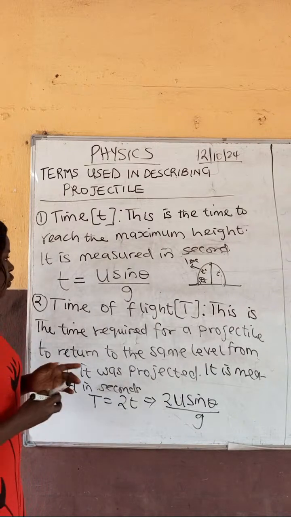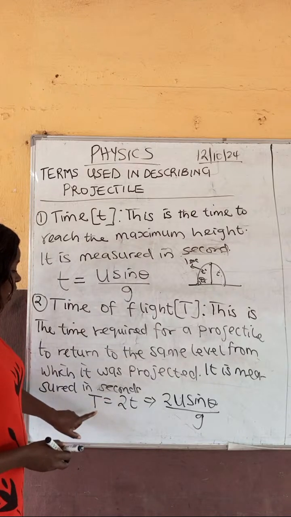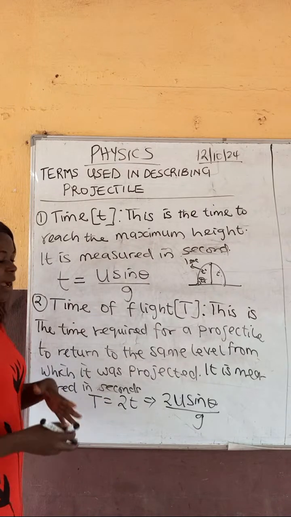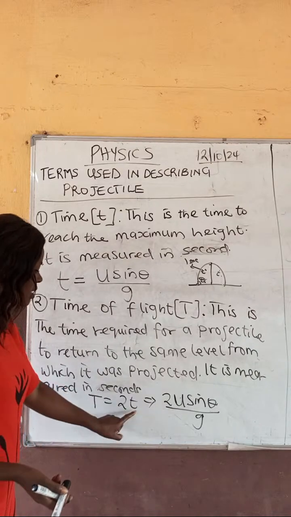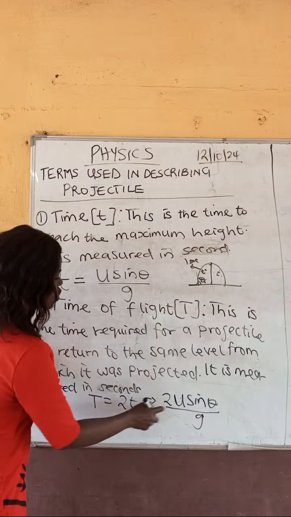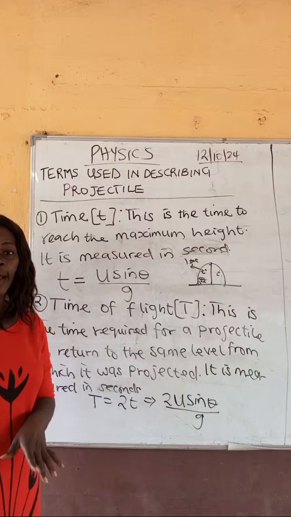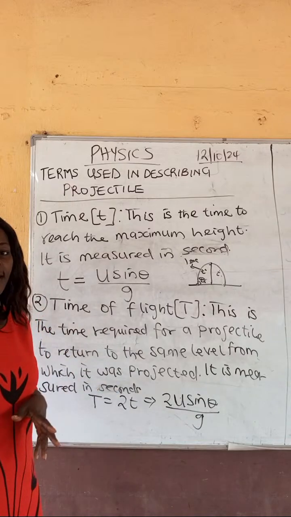Now, if we say it is twice the time to reach the maximum height, we can now say that capital T is equal to 2t, and since this small t is u sine theta over g, we are going to say this is 2u sine theta over G. Because it is time, it is measured in seconds.